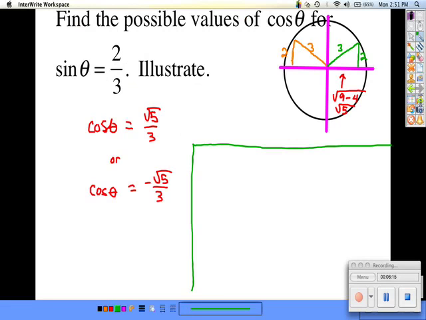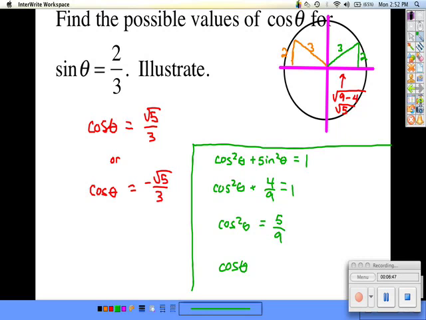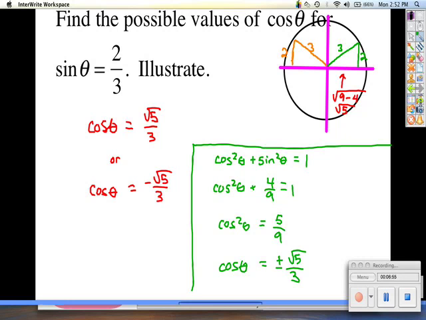What we could have done would be to use the Pythagorean identity. And we can plug in 2/3. So sine squared is going to be 4/9, which means the cosine squared of theta is going to be equal to 5/9. If we square root both sides, cosine theta is plus or minus the square root of 5 over 3. Same answer, more of an algebraic approach though.